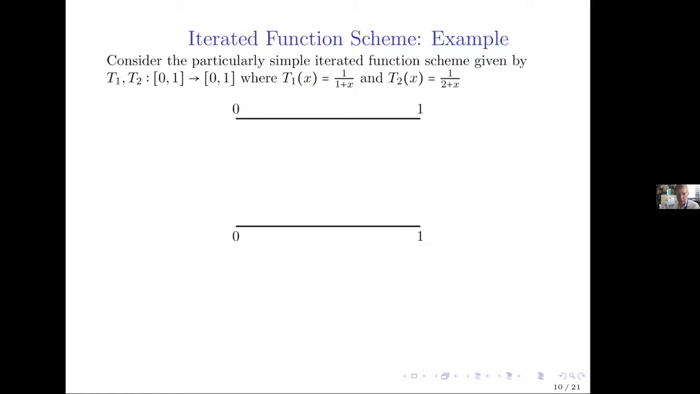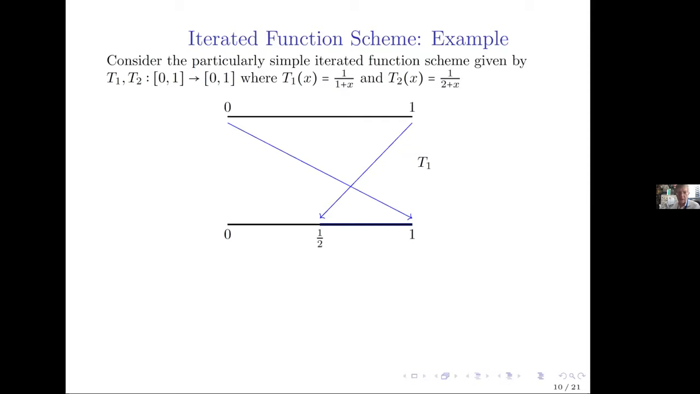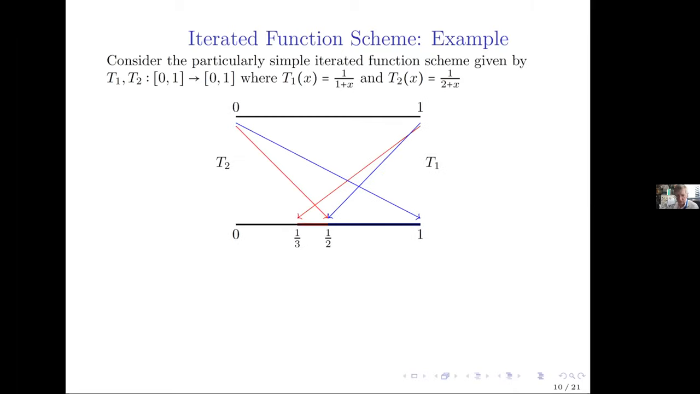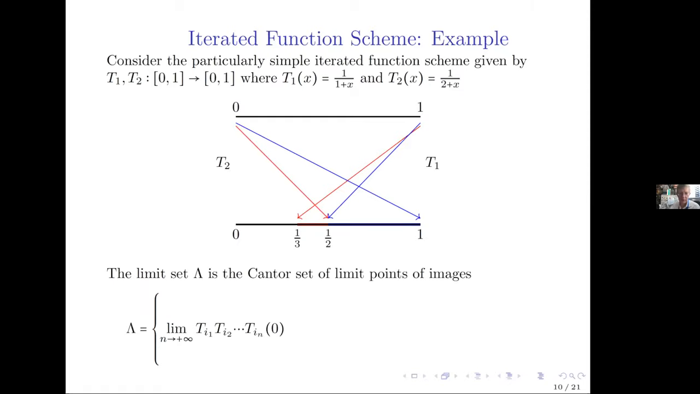And here's a picture for those of you that like pictures of unit interval. There's two copies of it. And so T1 is probably going to do something like that. It takes the unit interval and it squashes it down to the interval 1/2, 1. And the second map takes the unit interval and it squashes it down to the interval 1/3, 1/2. And it also switches the orientation, but we don't really care about that. And so it's a simple way to define some dynamics.